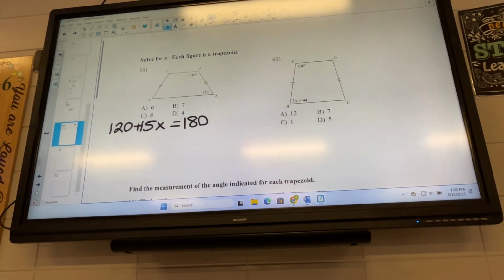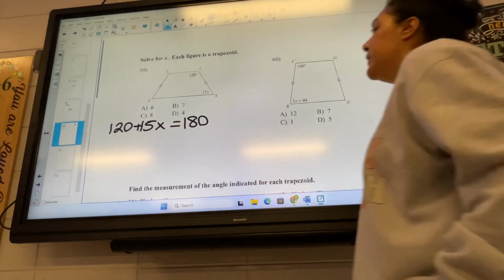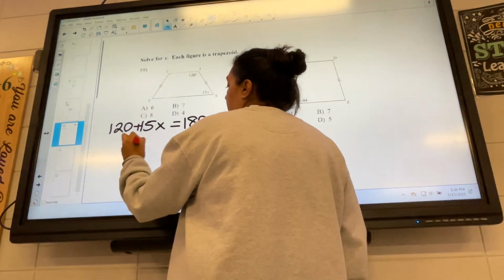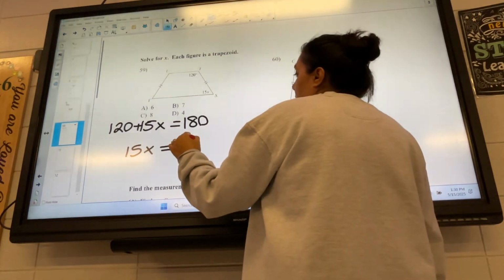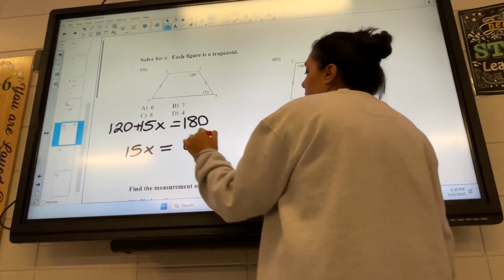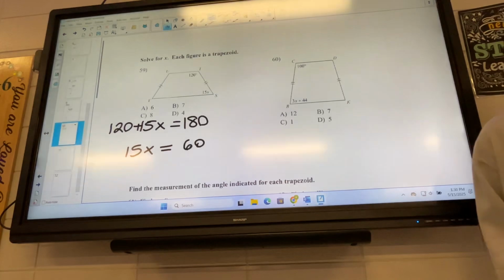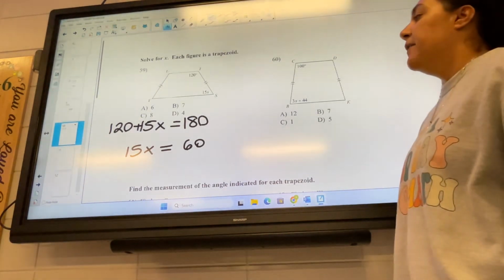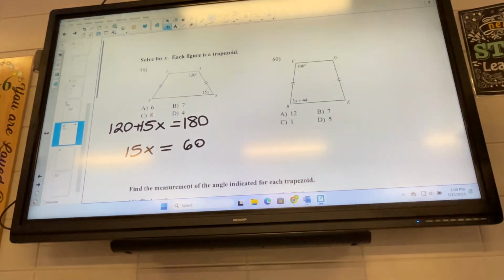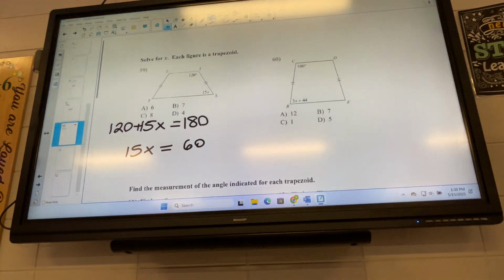Okay, who needs moved first? 120. Minus 120 from both sides. So 180 minus 120? 60. Okay, and then what? Divide both sides by 15. 60 divided by 15 is 4.